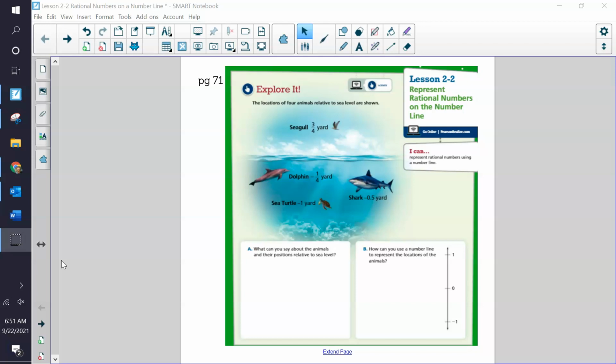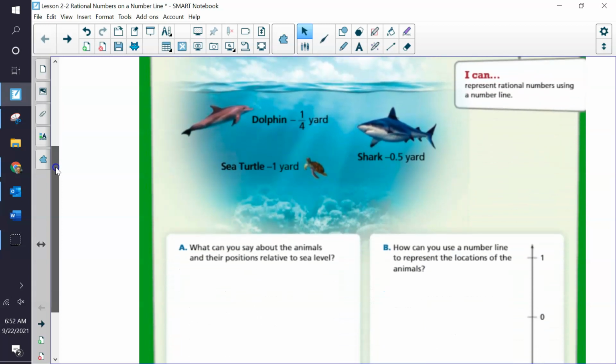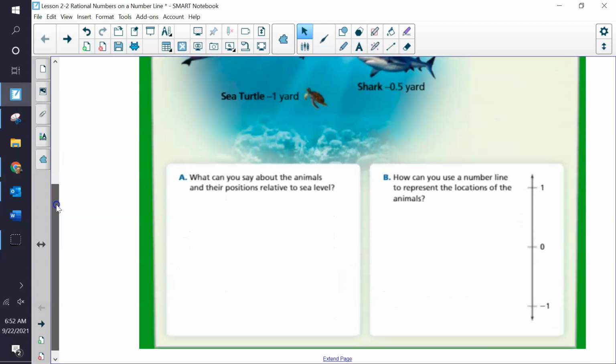In the previous lesson, we saw how integers can represent real-world situations like elevation. So when we're looking at this picture on 71, see there's birds above the water line. There's some things underneath the water line too. So we can visualize this in a picture like this, but we can also use a number line. So I'm going to zoom in here. Let's do this and see how we can use a number line to represent these locations.